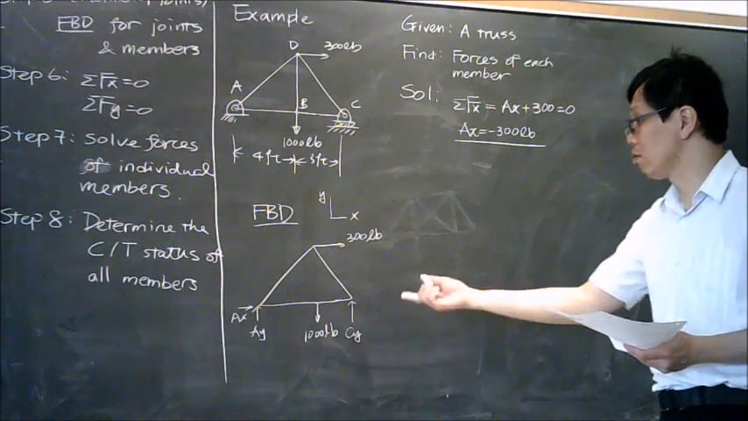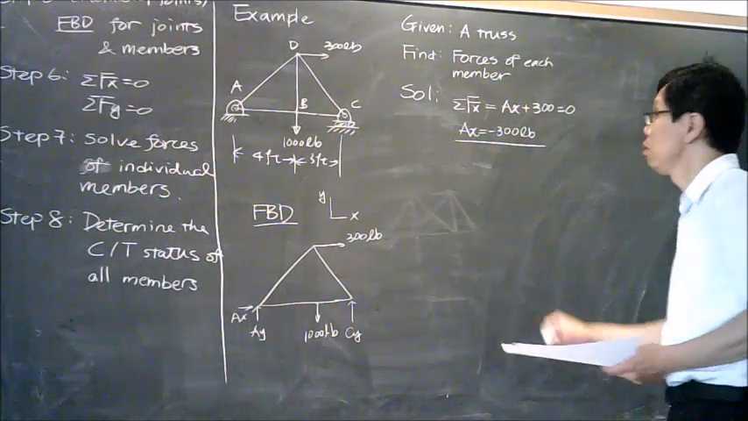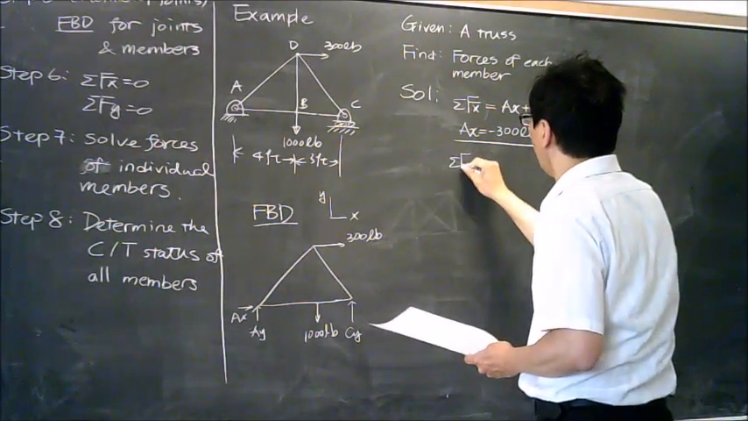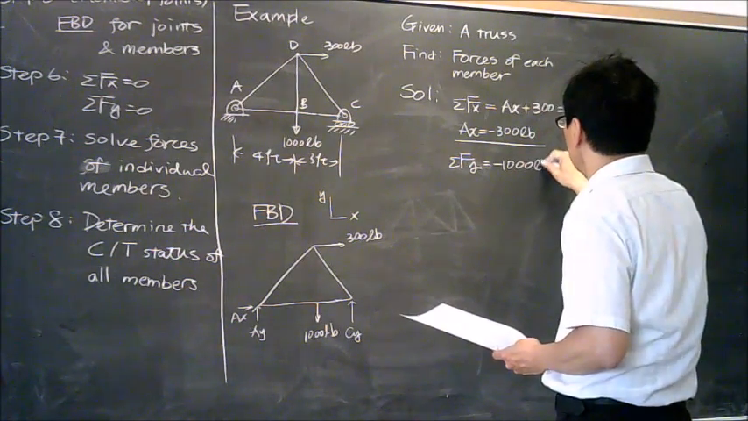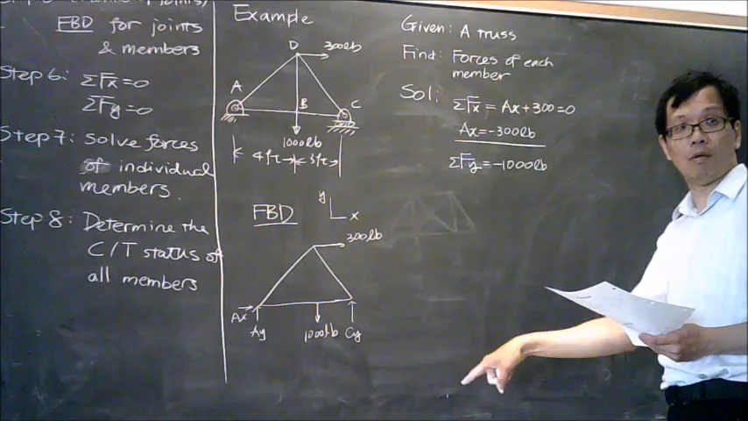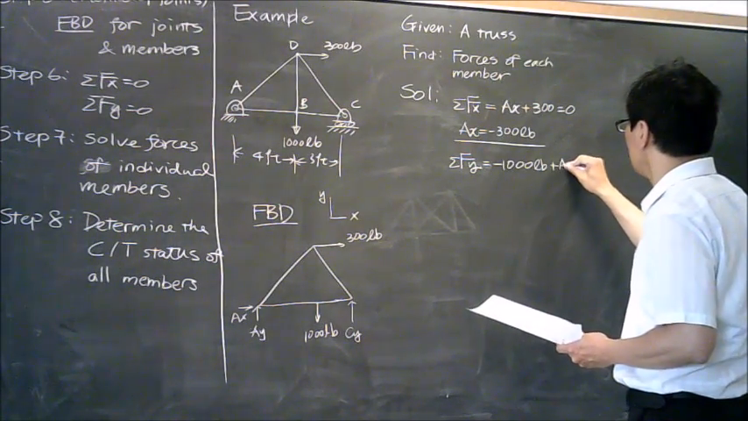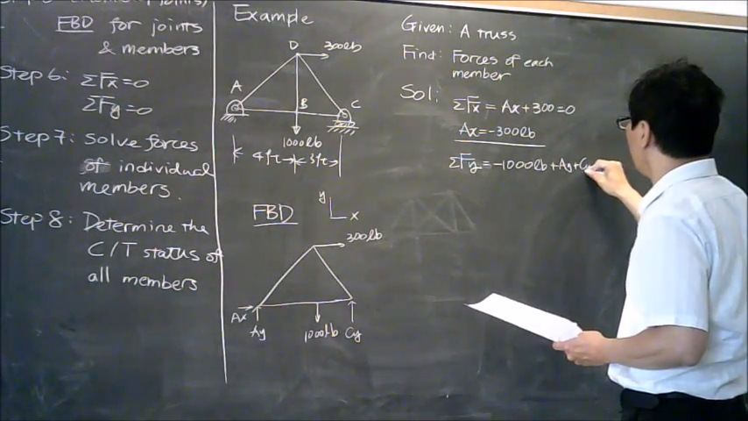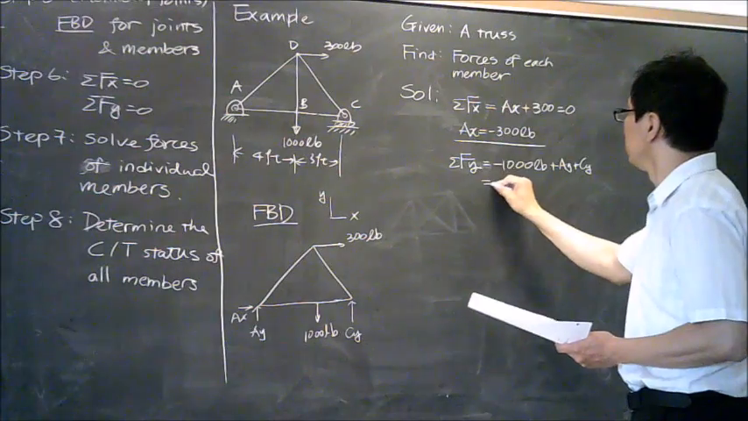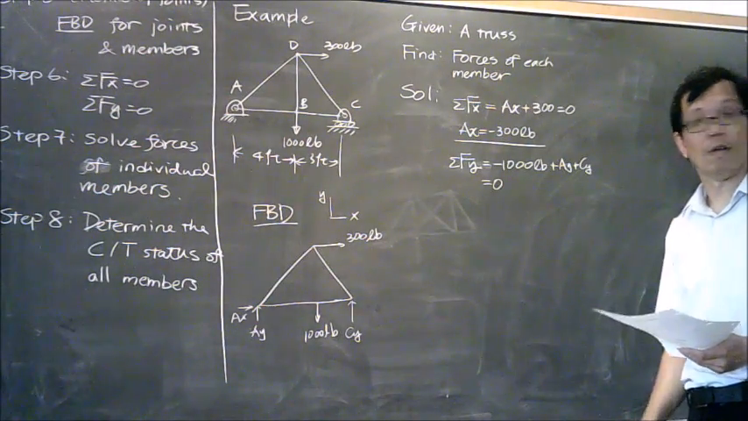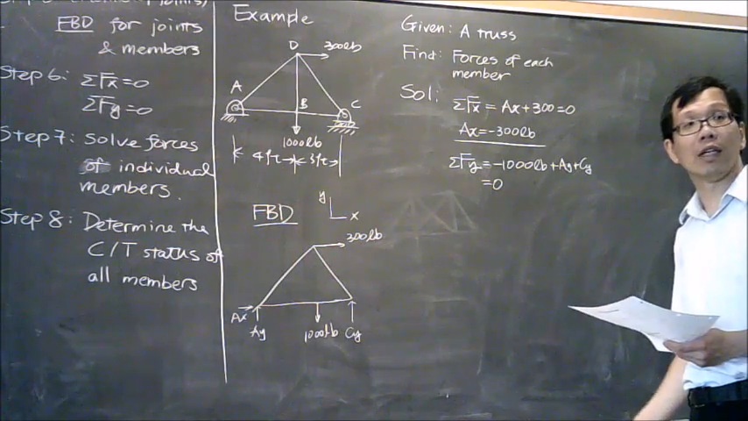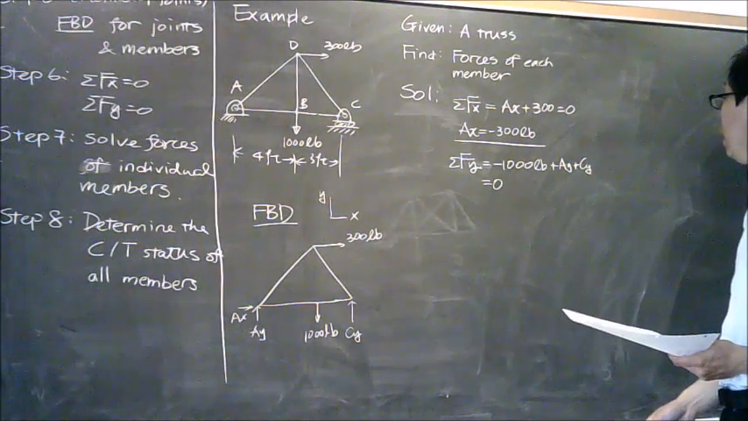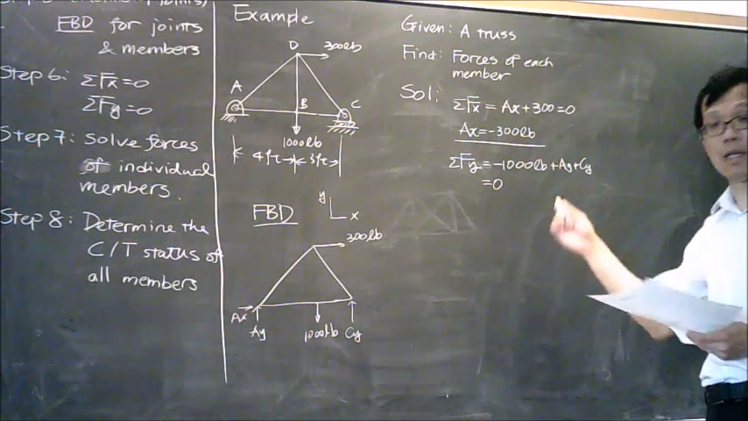Nothing fancy, just very typical procedure. Fy: I have an external force of 1,000 pounds downward. I have 2 forces, Ay and Cy. This equals 0. But I have 1 equation and 2 unknowns, which means it's very unlikely I will be able to know Ay and Cy based on this equation.